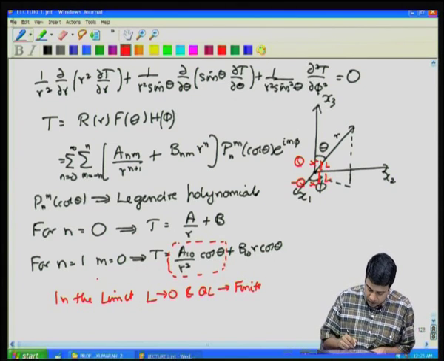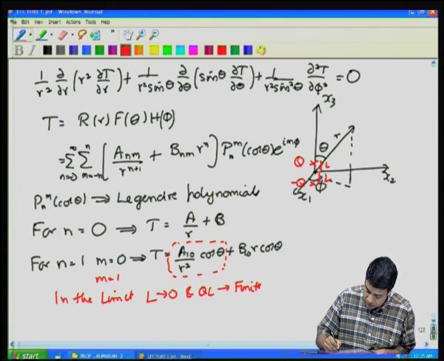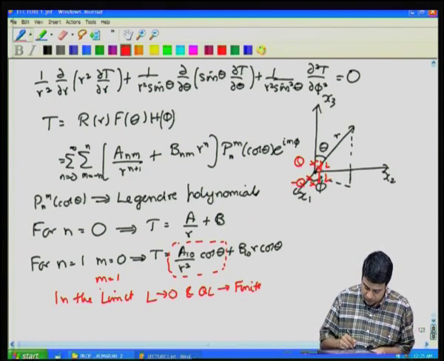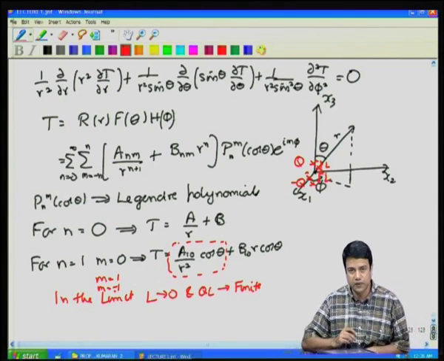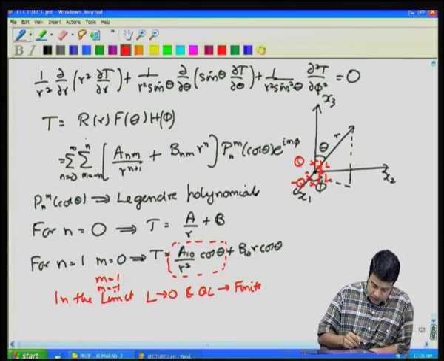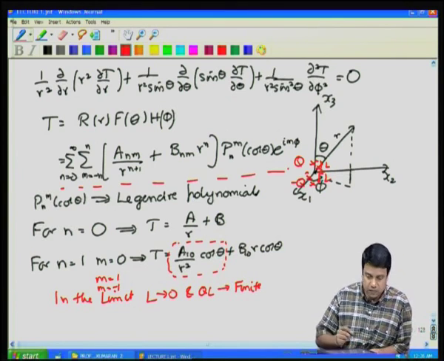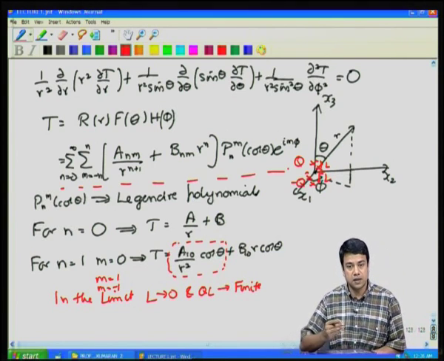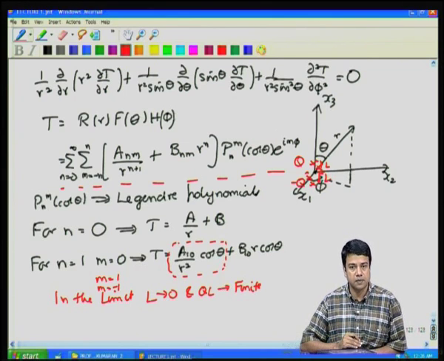Similarly, for n is equal to 1 and m is equal to plus 1, we saw that it corresponded to a source and sink separated along the x axis, and for m is equal to minus 1, it corresponded to the y axis. Okay. And each of these solutions satisfies the orthogonality condition. So, I can use the orthogonality condition to get back the solutions for the spherical harmonic expansion. Okay. So, that is how we had done it in a spherical coordinate system.